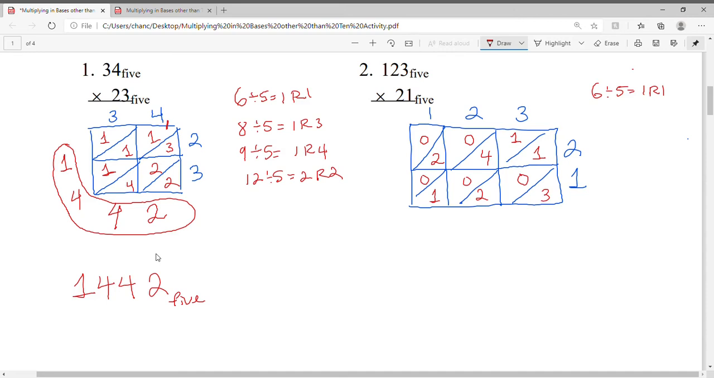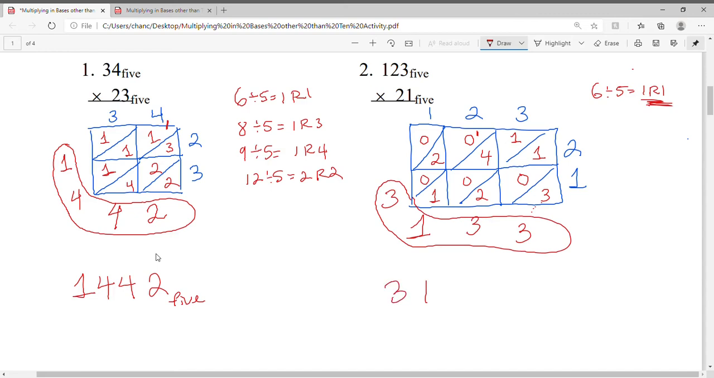Then we will add our diagonals. This one is a 3, bring down the 3. 1 plus 0 plus 2 is 3. 1 plus 4 plus 0 plus 1, that's 6. 6 does not exist, but we know that's 1, remainder 1. So we'll put a 1 here and carry that 1 over to here. 1 plus 0 plus 2 is 3. And the 0, we don't need to do anything with that. So here's our answer. Our answer is in that jelly bean. It's 3, 1, 3, 3, base 5.